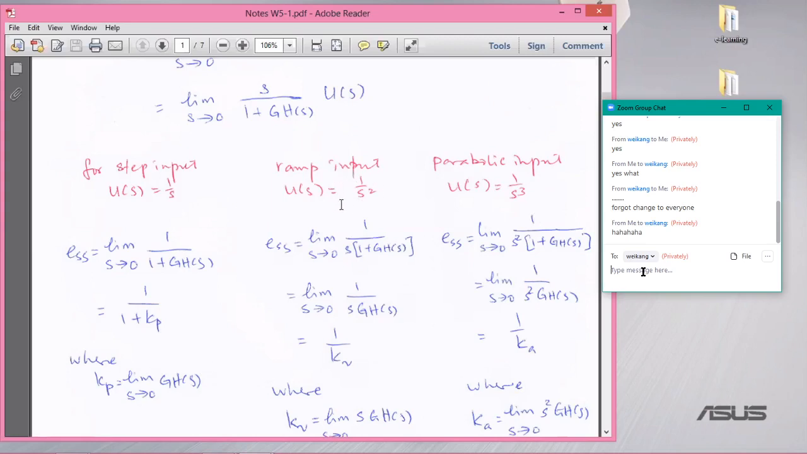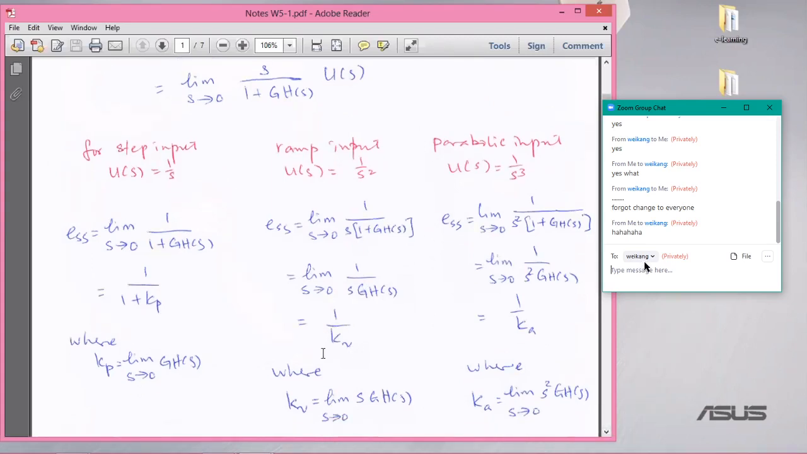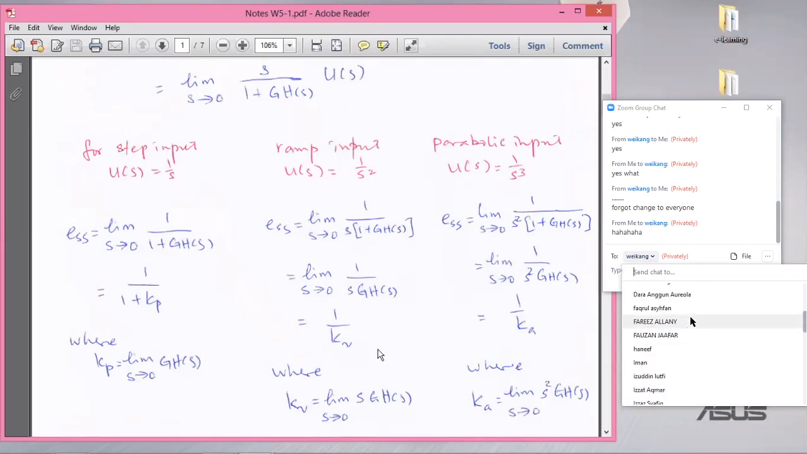Again, for a ramp input, U of s is 1 over s squared. Just substitute that into the steady state error expression, and then you have s multiplied by 1 over s squared. Of course, you're going to have 1 plus G H of s at the bottom here. All right, so now when you take the limit as s approaches 0, the first term s here is going to go to 0, so that expression is going to simplify to just the limit of 1 divided by s multiplied by G H of s. And for simplicity again, we define Kv. Kv is known as the velocity error constant.